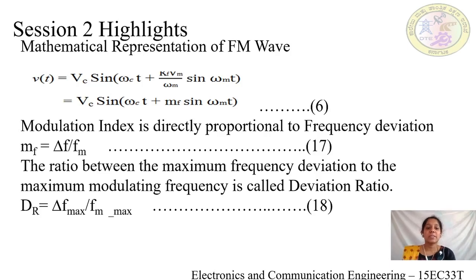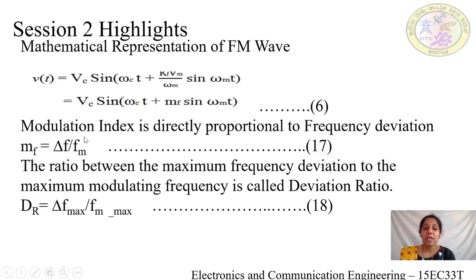So, what have we discussed in this session? We have discussed the mathematical representation of FM wave. It is nothing but instantaneous value of FM wave is equals to Vc, that is maximum amplitude of the carrier signal, into sine of omega c into t, where omega c is angular frequency of the carrier, plus mf, where mf is the modulation index of the FM signal, into sine of omega m into t, where omega m is angular frequency of the message signal.